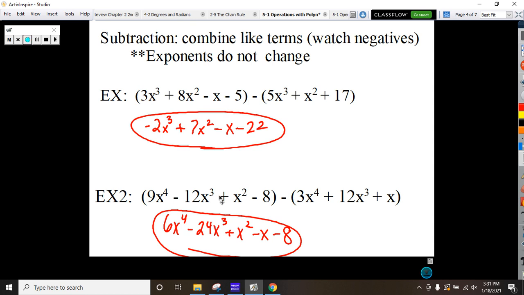So then we have x squared, there's nothing to subtract from it, so it stayed x squared. But if you notice, this next one, because I like to write it in order, the next thing in order would be my x.